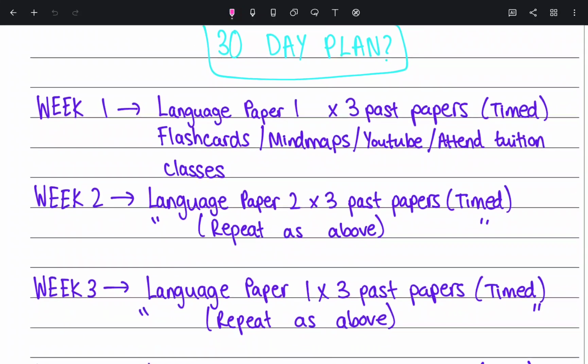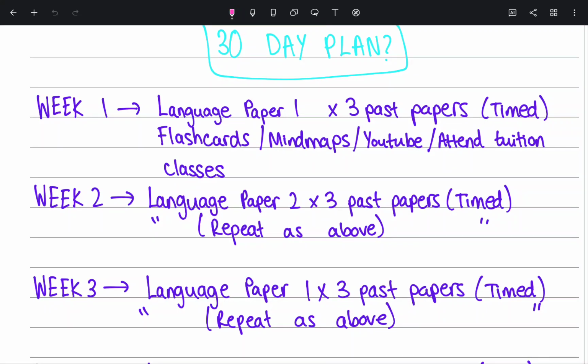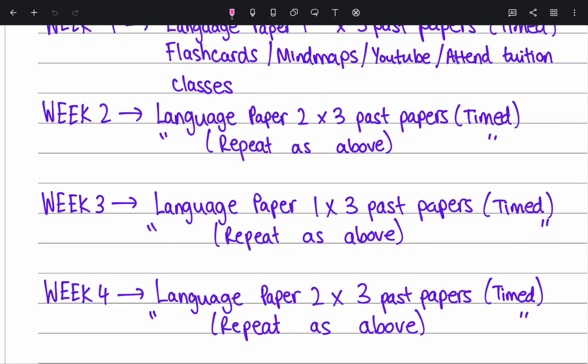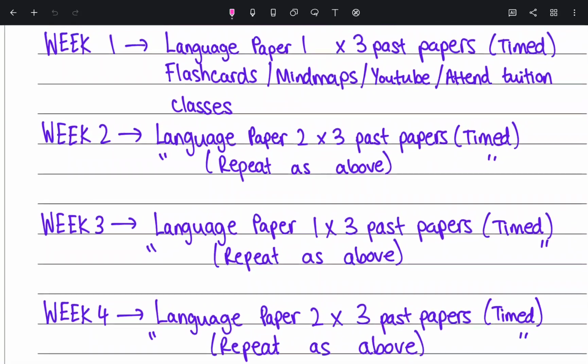Week 3, you're looking at language paper 1 again, 3 past papers timed, repeat as above. The same concept. And week number 4 is looking at language paper 2 again, 3 past papers. So it's almost like a rinse and repeat method.